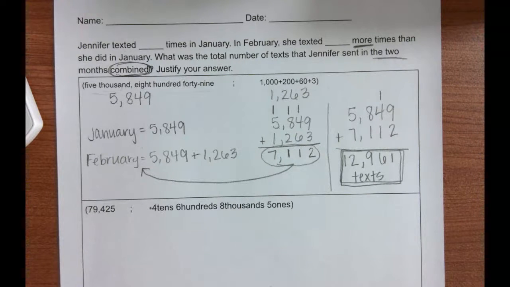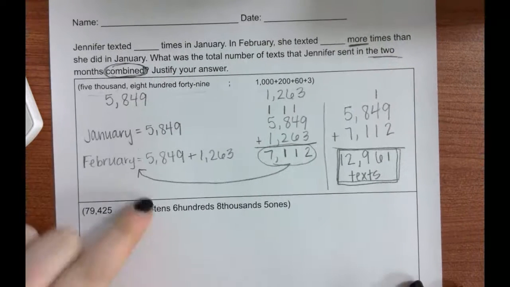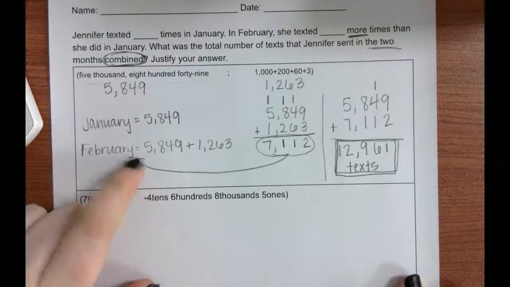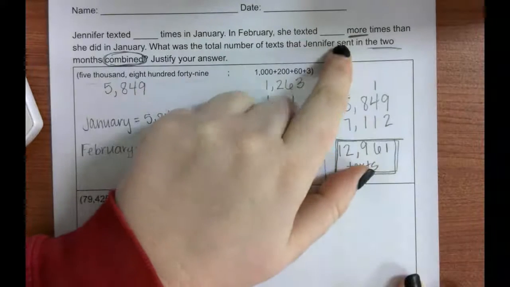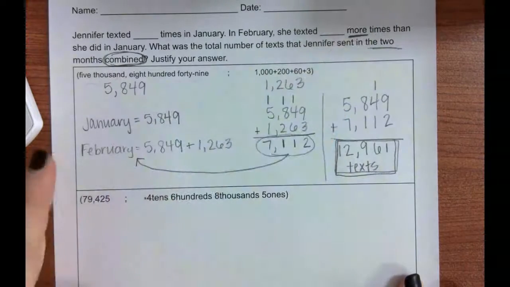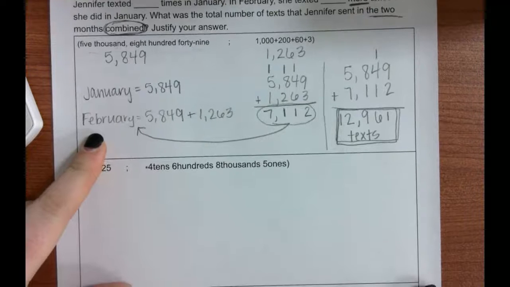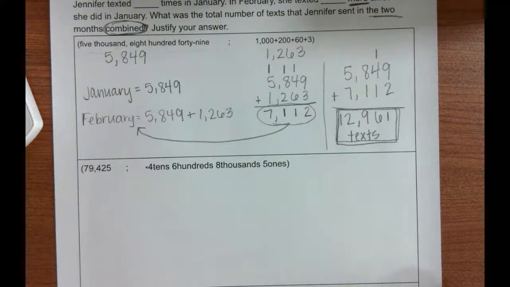Yeah. So in this problem, the first thing we've got to do is make sure we know what numbers we're working with. And then we've got to make sure we figure out February, because the only thing we know is how many more times than she did in January. Okay? So look at number 2. I'm going to let you work it yourself, but look at number 2.